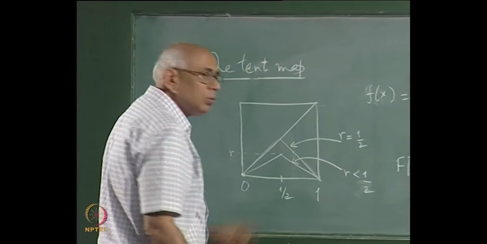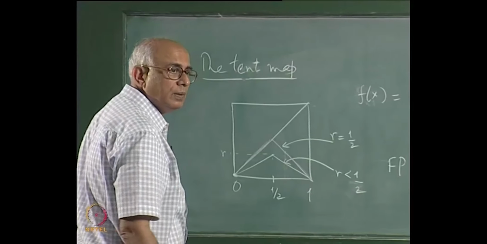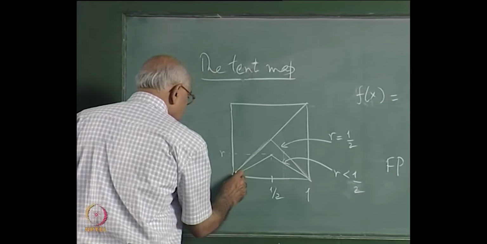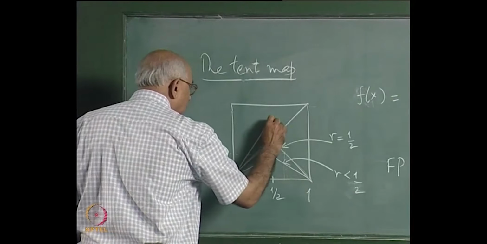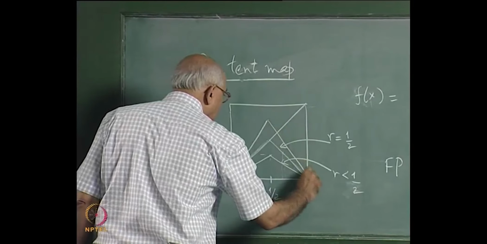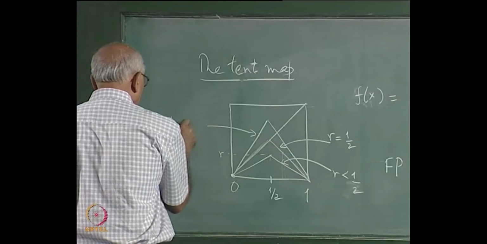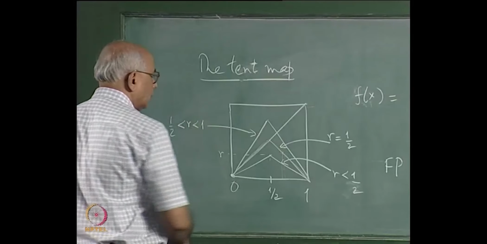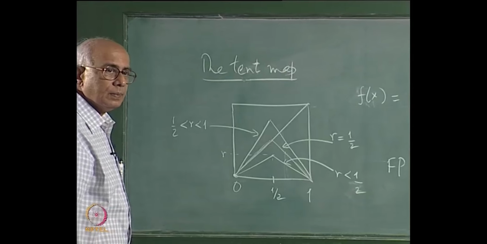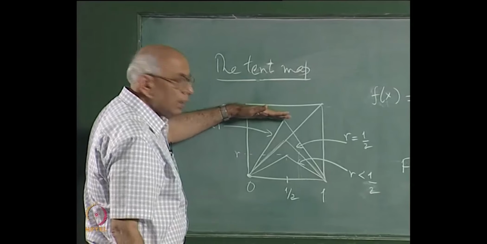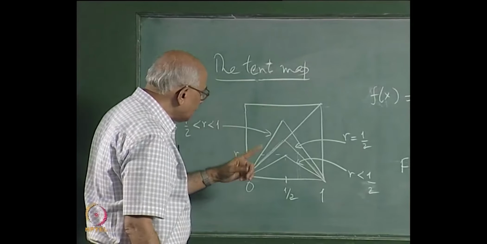Now what happens as soon as r exceeds a half? Well, here's a typical value, r greater than a half, and it looks like this. So in this map, half is less than r is less than 1. Remember, the peak is at r. And what sort of fixed points do you have now?